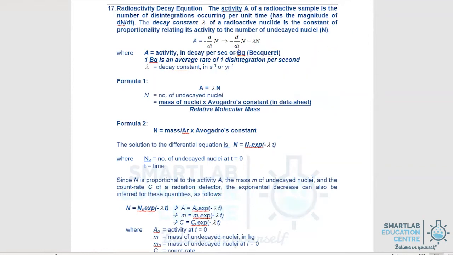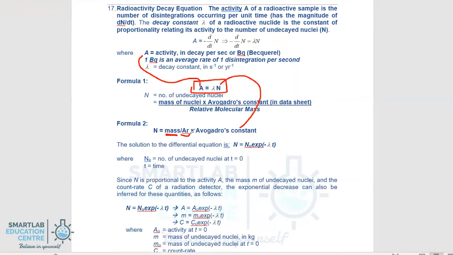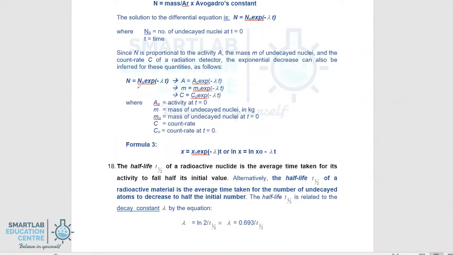Hence, in this topic, there are a total of 3 formulas that you need to know. The first is A is equal to lambda N. A is, and I recap, activity, and N could actually be calculated by using the mass of the radioactive element, divided by the relative atomic mass, or the mass number of the element, and multiplied by Avogadro's constant. And the third formula that you have is N equal to N naught e to the minus lambda t.